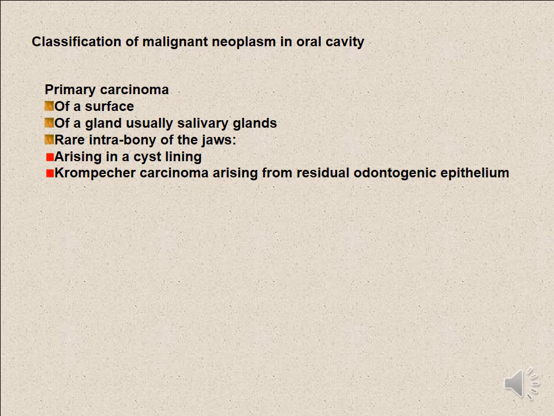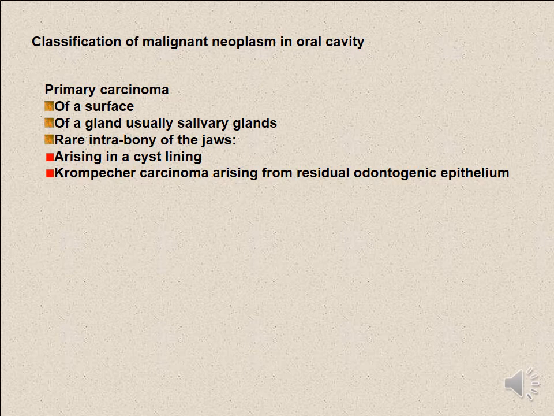We have many classifications for malignancy. The most common classification of malignancy in the oral cavity depends on its origin, the tissue that formed the malignancy. We divide it into two parts, the epithelial tissue and non-epithelial tissue. The epithelial tissue malignancy is called carcinoma, and the non-epithelial tissue malignancy is called sarcoma. We divide the epithelial carcinoma into primary and secondary carcinoma.